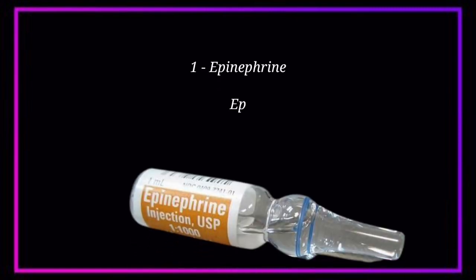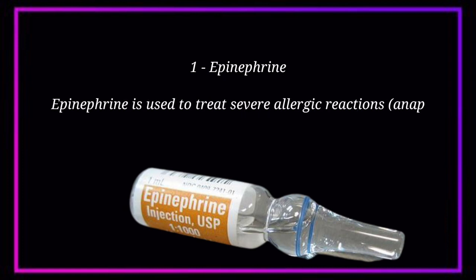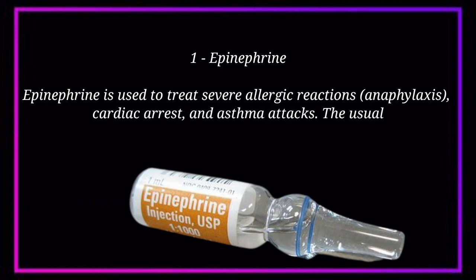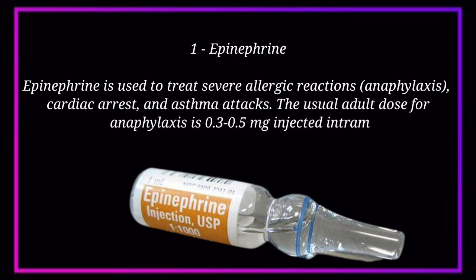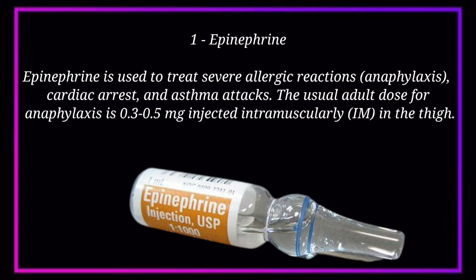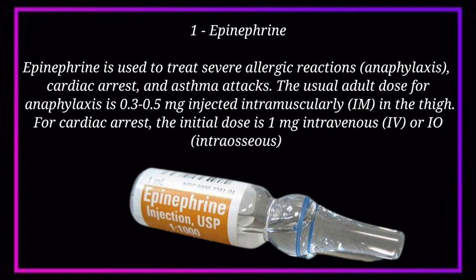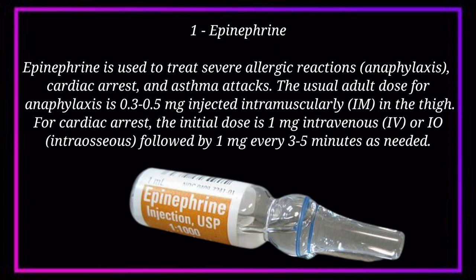Number 1. Epinephrine. Epinephrine is used to treat severe allergic reactions, anaphylaxis, cardiac arrest, and asthma attacks. The usual adult dose for anaphylaxis is 0.3 to 0.5 mg injected intramuscularly (IM) in the thigh. For cardiac arrest, the initial dose is 1 mg intravenous (IV) or intraosseous (IO), followed by 1 mg every 3 to 5 minutes as needed.